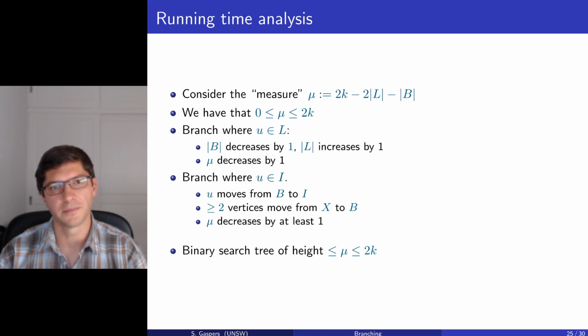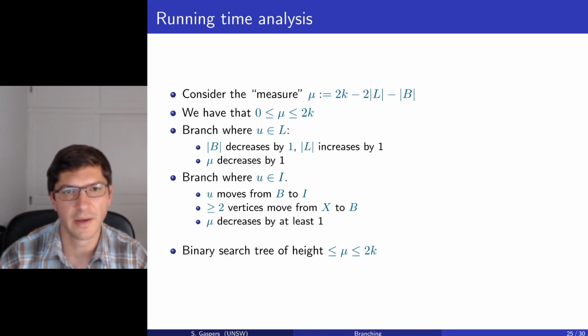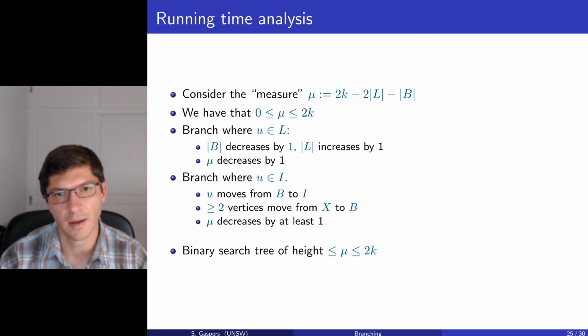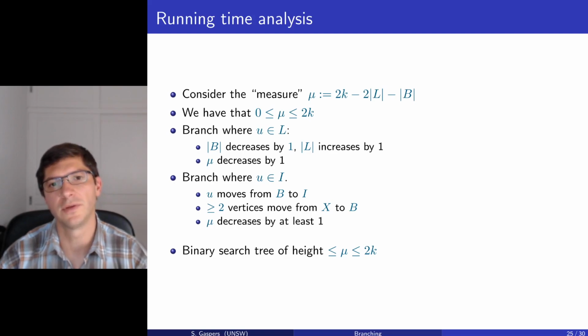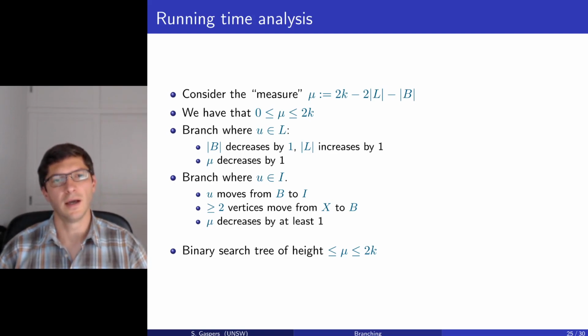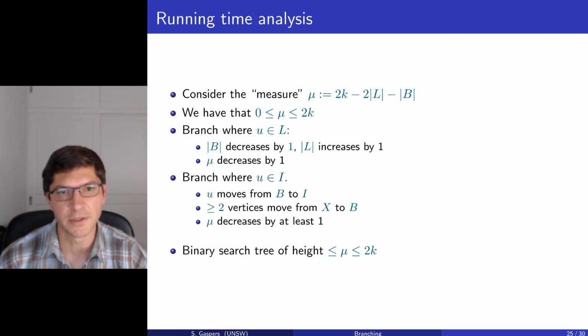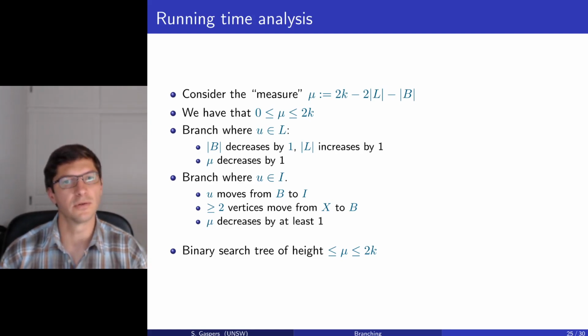And so we will use this measure. So the measure is 2 times k minus 2 times L minus the size of B. Okay, so what we have is that this measure is always between 0 and 2k, because, well, if it's less than 0, then we know that the number of leaves that we currently have in our tree is at least k. So then we would have stopped. And initially this measure is at most 2k, and it can never increase because we increase the size of L and B, and the measure can never increase.